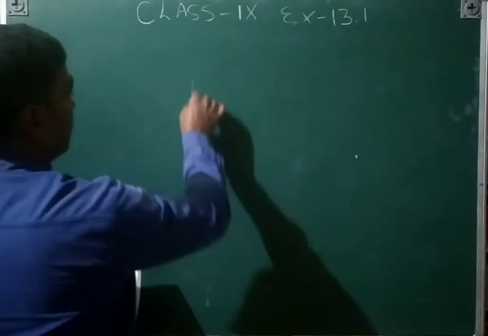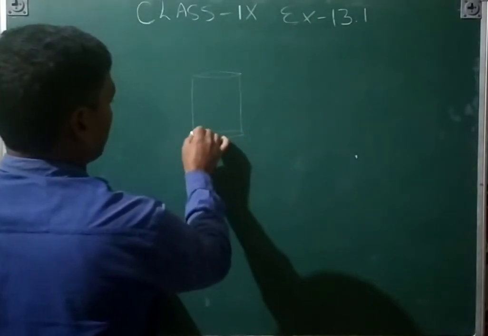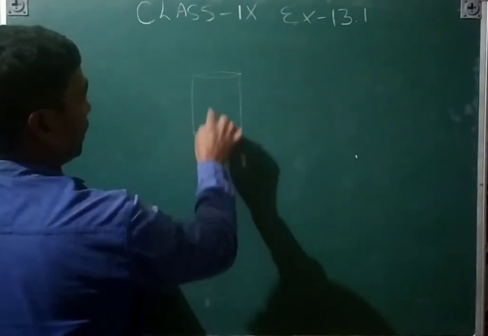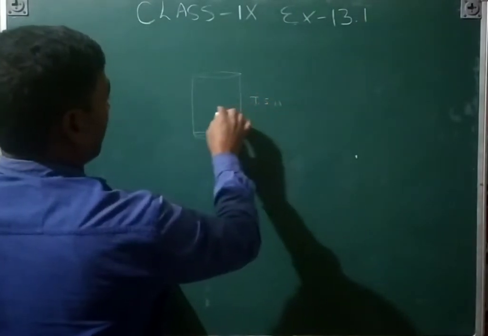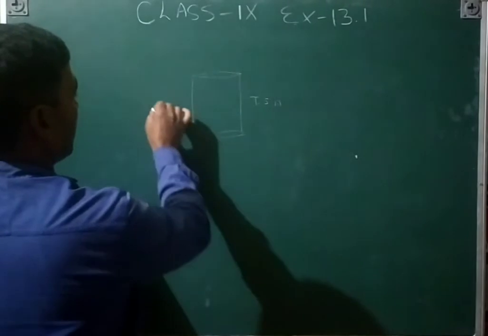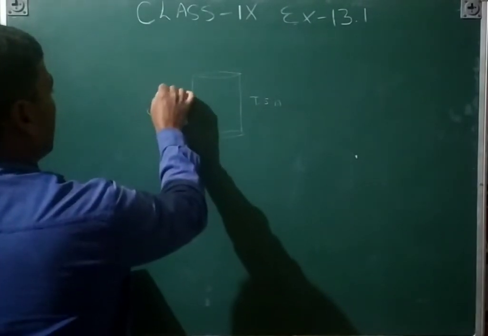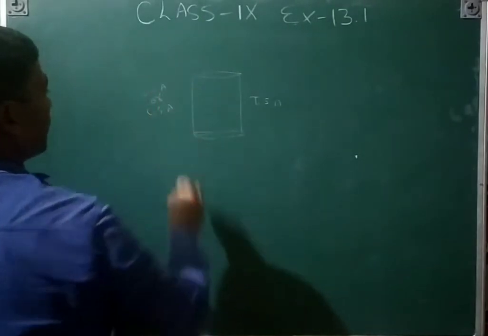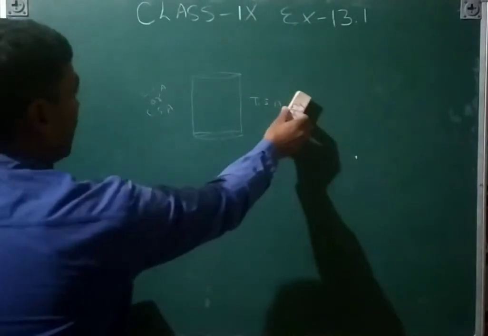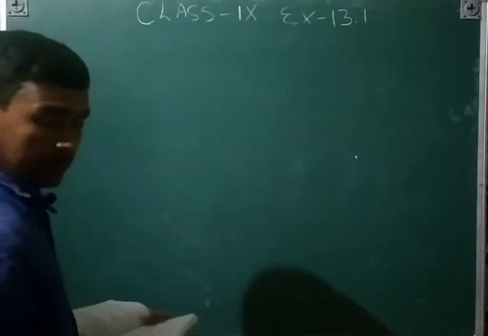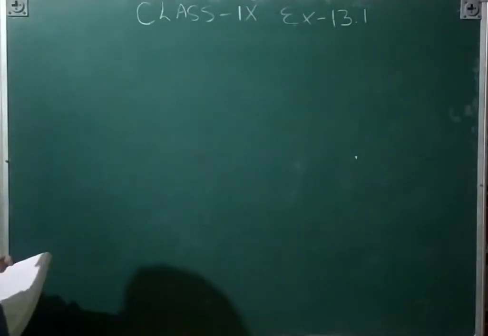Suppose this is a cylinder. If it is closed on both sides, then we will find the TSA, total surface area. If it is open on both sides, then we will find the CSA, curved surface area, which we can also write as lateral surface area. So in the first exercise you will see this, and volume is the capacity of any given thing, cylinder, cone, etc.